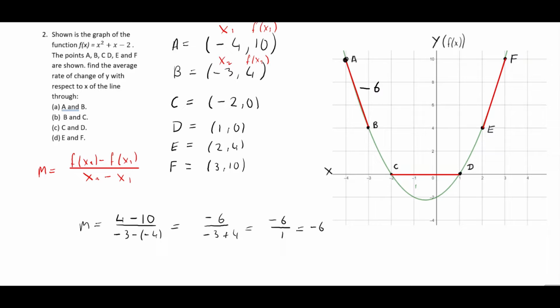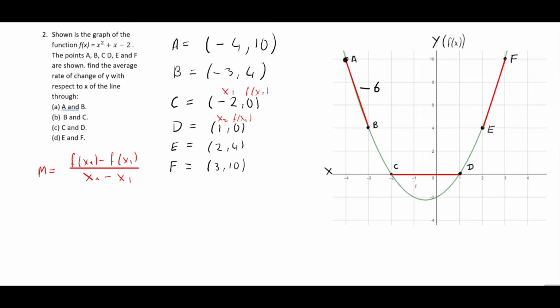So we'll do our next point now. You can see this time we're actually going to look at the points from C to D. For this one, we're going to have x1 is -2, x2 is 1, f of x1 is 0, and f of x2 is 0. So we'll just put them down into our formula.